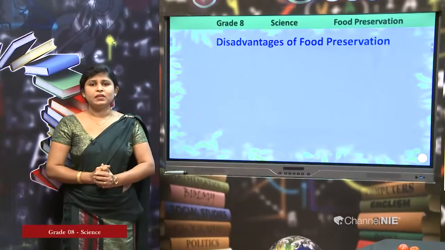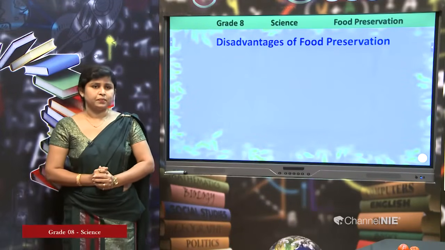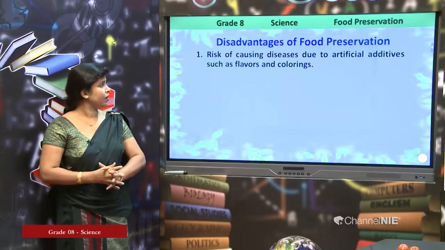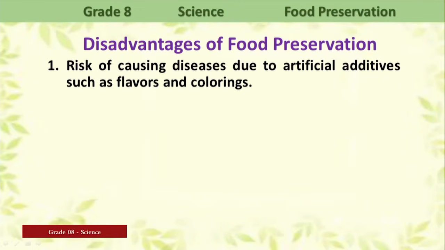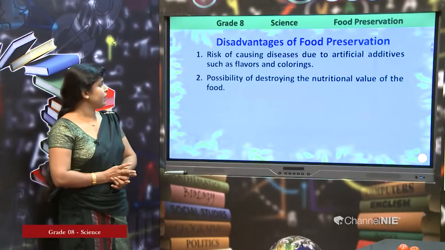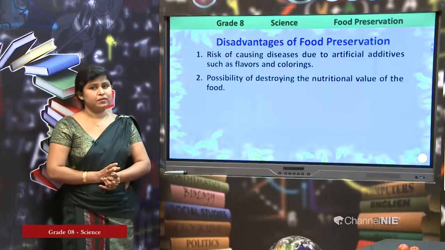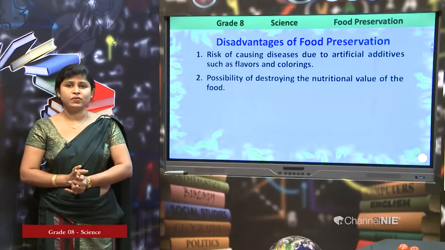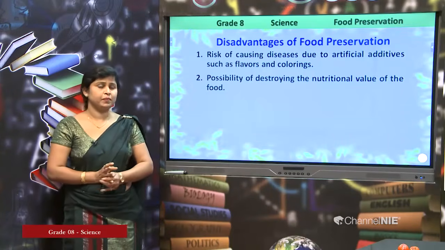Now, let us discuss the disadvantages of food preservation. Risk of causing diseases due to artificial additives such as flavors and colorings. You know, the flavors and colorings can be added to a food item while preservation, but if we are not using the recommended dosage, overdosages will lead to diseases. Second one, possibility of destroying the nutritional value of the food item. There is a high possibility of destroying the nutritional value of a food item while preservation.